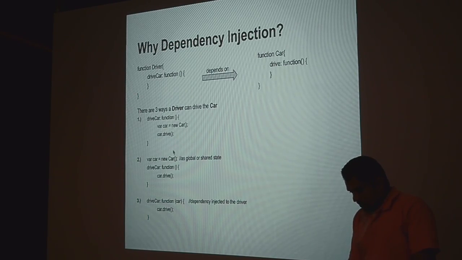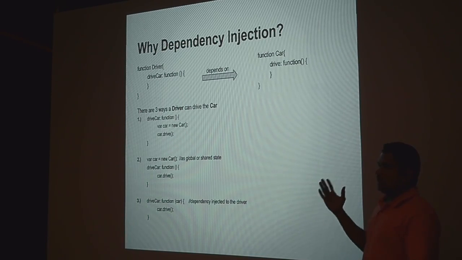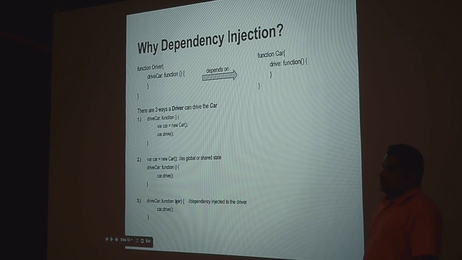The other option would be a global state. A car can be a global, and then within your drive car, you just call the method right there. So that's a global state that you're sharing across, and you have a lot of bad implications. And this is what Angular, or any DI usage, would agree upon: passing in the dependency you need, which in this case is your car, and then his job is to drive, that's it.